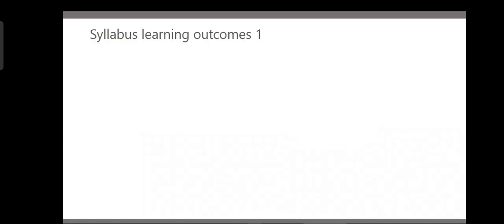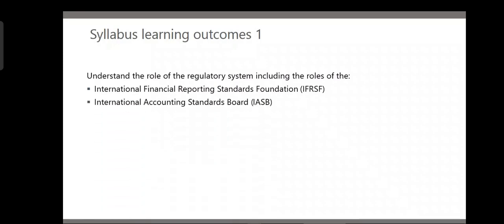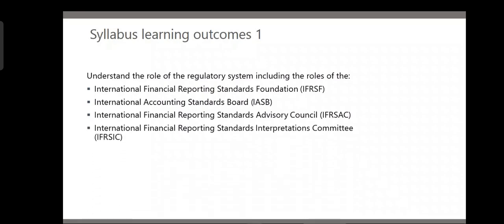So our syllabus learning outcomes. Outcome number 1, we say understand the role of the regulatory system, including the roles of the International Financial Reporting Standard Foundation, IFRS-F, and International Accounting Standard Board, IASB, and International Financial Reporting Standard Advisory Council, IFRS-AC, and International Financial Reporting Standard Interpretation Committee, IFRS-IC. So these are the 4 organizations which play a role, and we need to see their responsibilities and their activities separately.